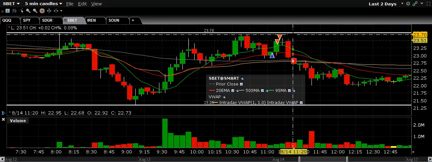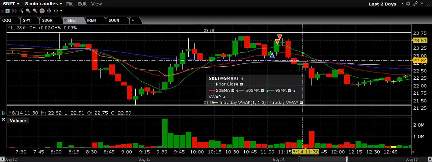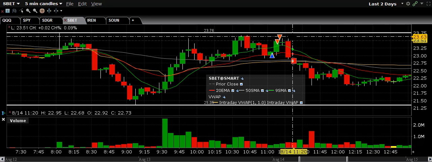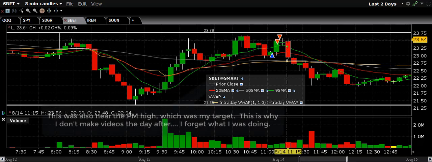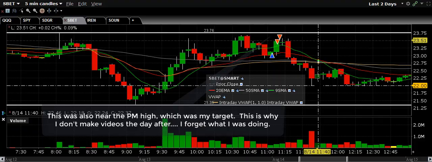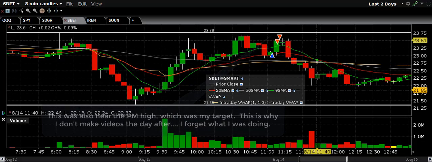So I closed my position out there, and you can actually see I closed pretty close to the highest point I could have there, and then it tanked out. So overall, I'm happy with that trade.